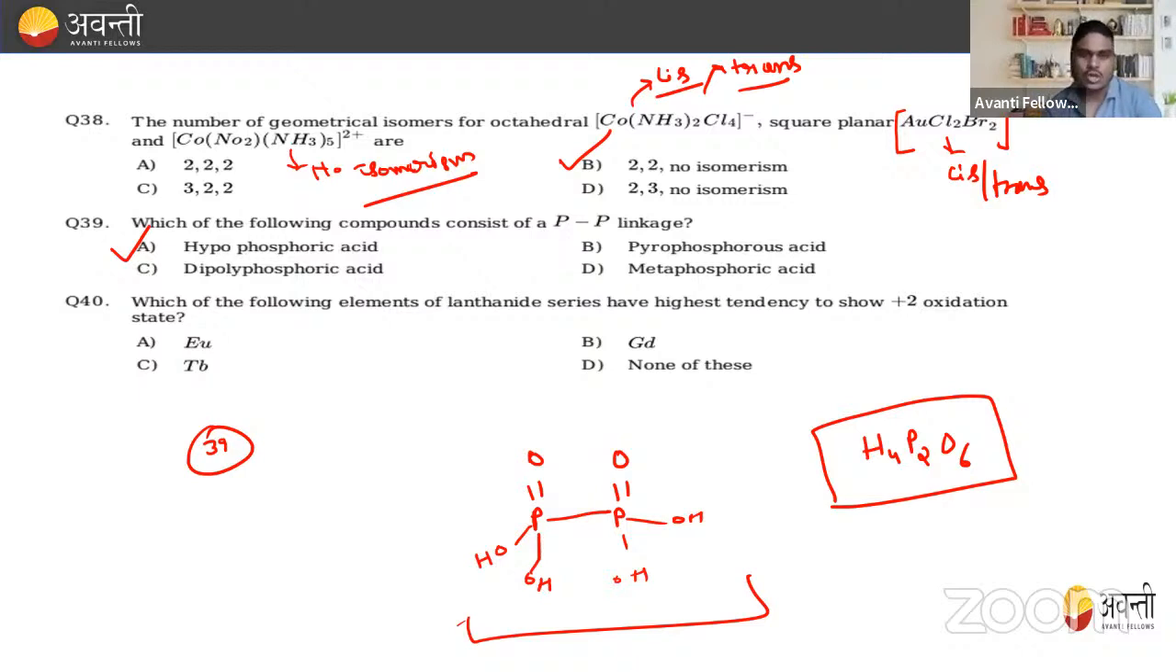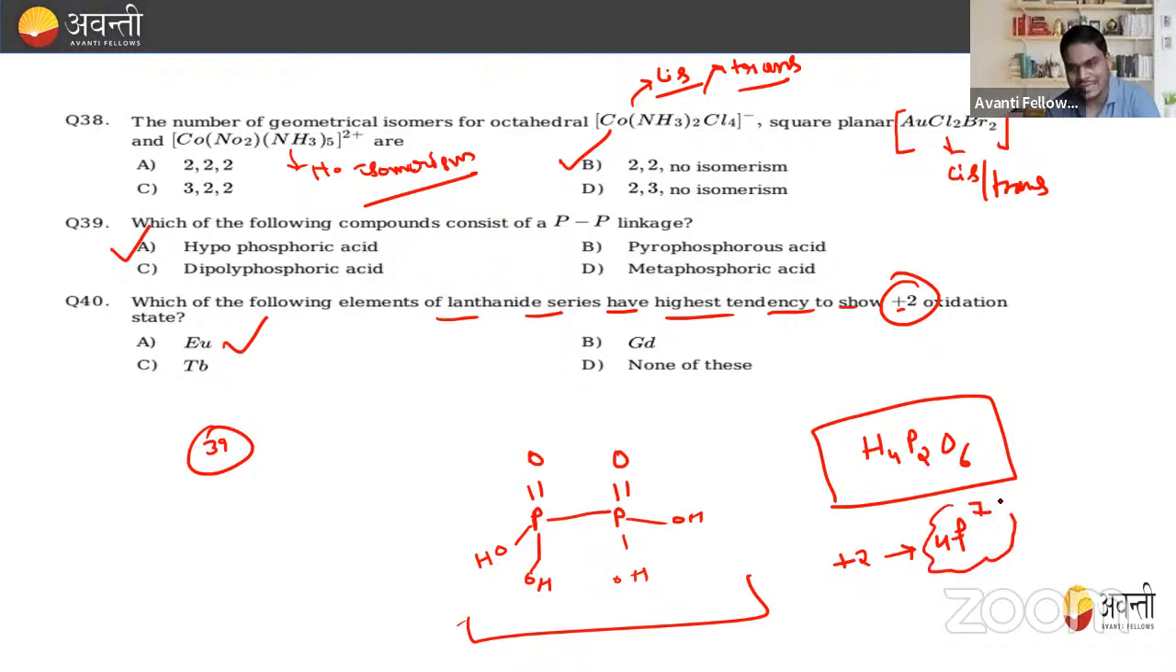Okay. Now the next question is: which of the following elements of the lanthanide series has the highest tendency to show +2 oxidation state only, right? So the correct option is here, beta. That is Eu. Why Eu, beta? Because of the stability of the half-filled f subshell configuration. As soon as it shows +2 oxidation state, it becomes 4f7. And we know that half-filled configurations are much more stable, right?